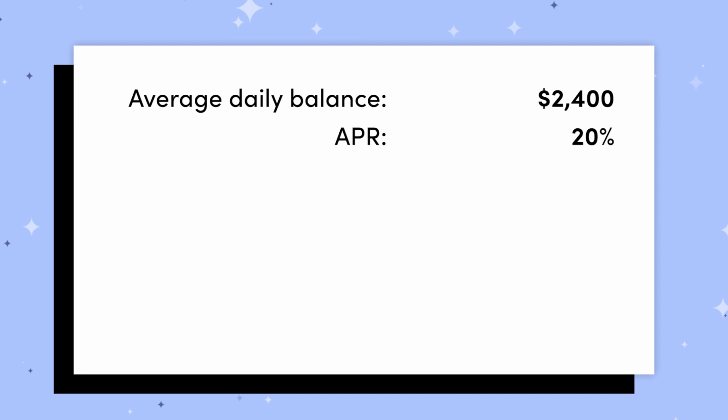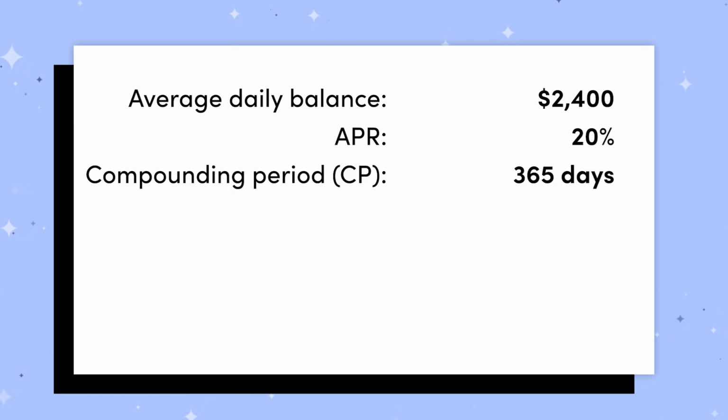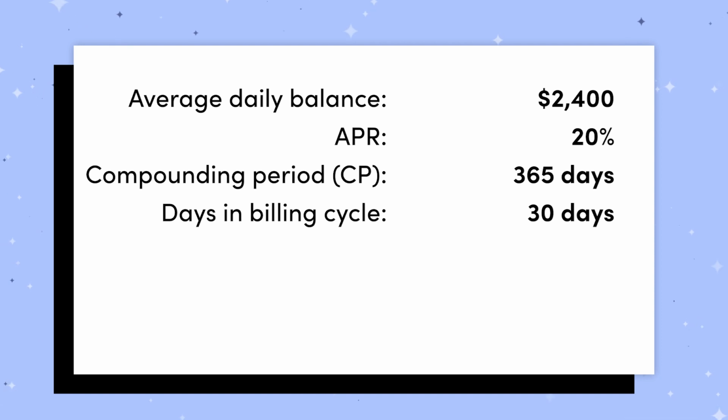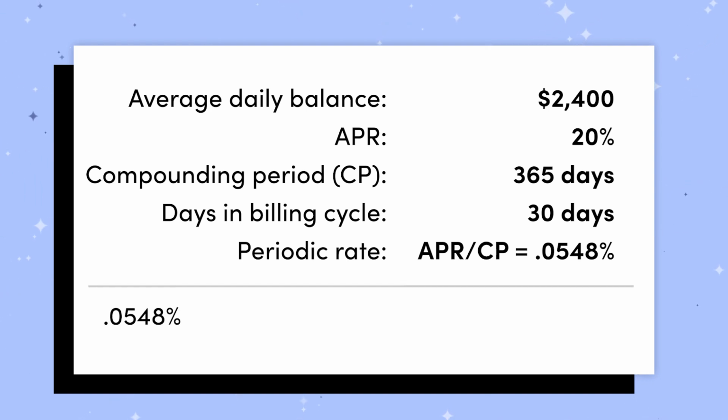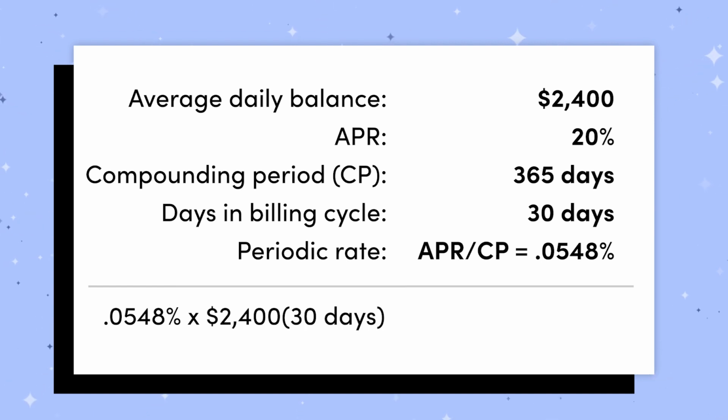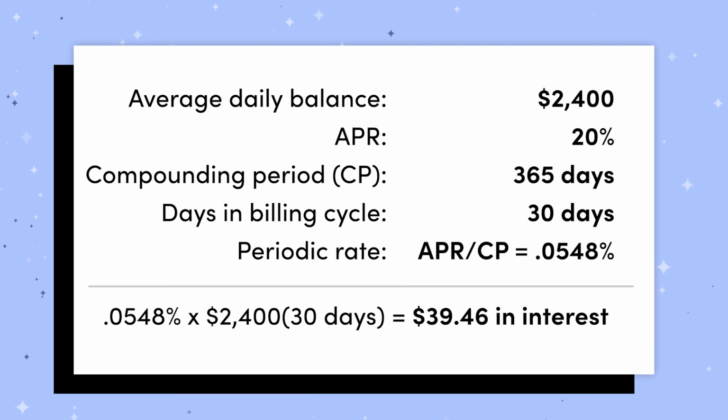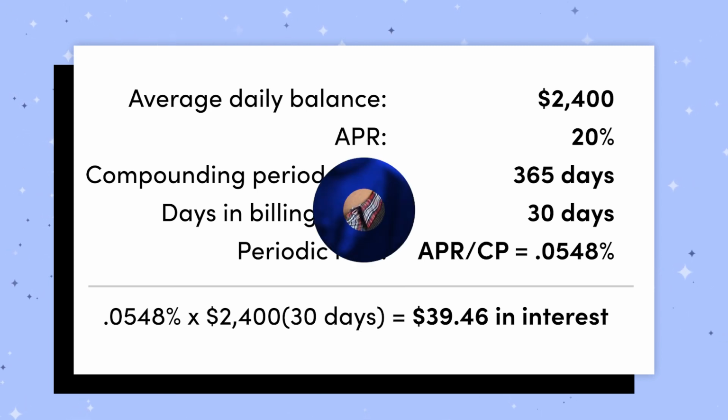So let's go over an example. Let's say your average daily balance is $2,400, your APR is 20%, your compounding period is 365 days, and the number of days in your billing cycle is 30. And then if you want to calculate your periodic rate, it's 20% divided by 365 or 0.0548%. So let's take 0.0548%, times it by $2,400 and 30 days, and you get $39.46 in interest. So you can see calculating the interest that you'll pay each month is not all that difficult.